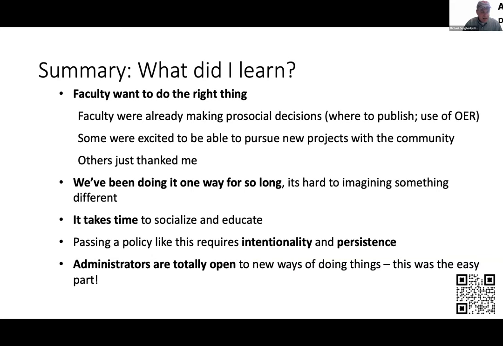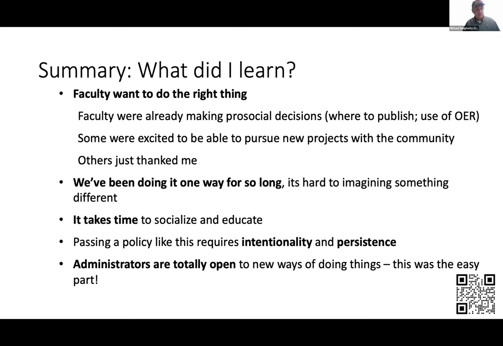Okay, so what did I learn throughout this process? I'm going to wrap up here in two slides. Number one, and I think this is great, is that faculty see value in making their work transparent, in reaching a broad audience. Faculty want to do the right thing, and the great thing is many faculty are already doing it. The sad thing is they aren't always getting rewarded for it, which means they probably could do it more if it was part of the reward structure. But many faculty are already engaging in those pro-social behaviors.